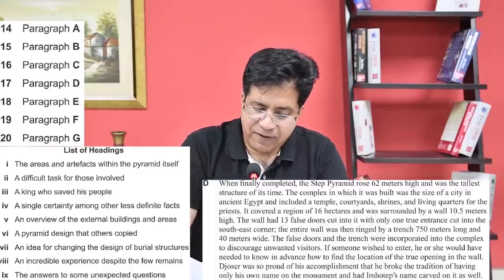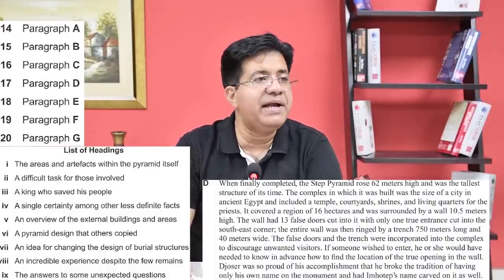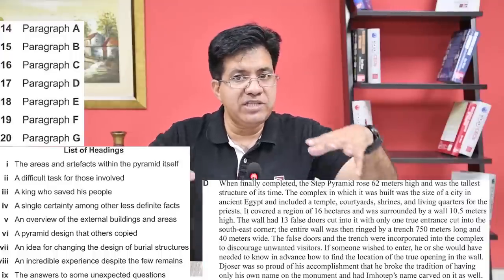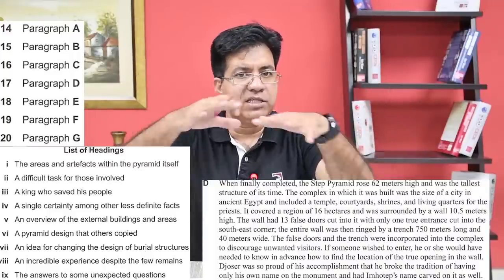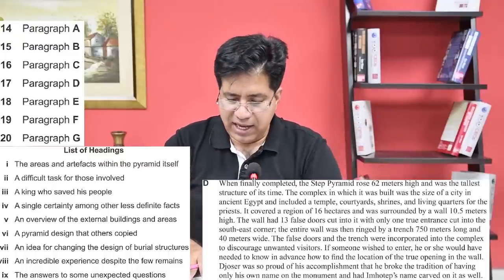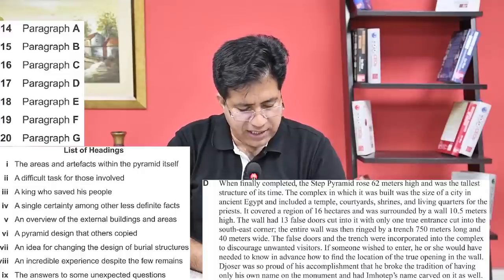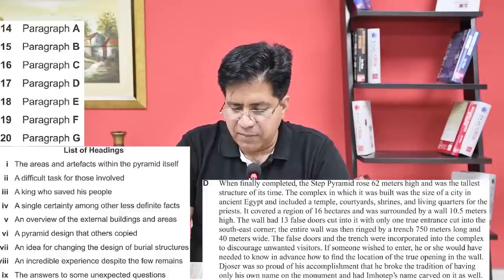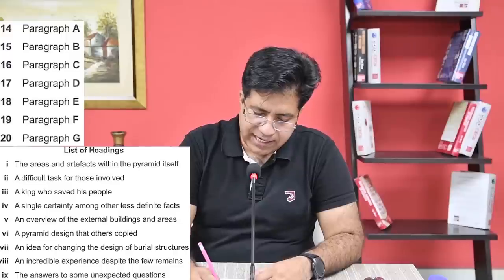Heading number 5, an overview of the external buildings. Now, why external? Whenever they use the word complex, complex means the complete thing. Pyramid was one part of the complex. So complex means pyramid and the surrounding areas. And what was there in the surrounding areas? They had quarters. They had what else? Shrines, courtyard, temple, quarters. Absolutely. So heading number 5, overview of the external buildings and areas. Clear? Cross heading number 5 as well.